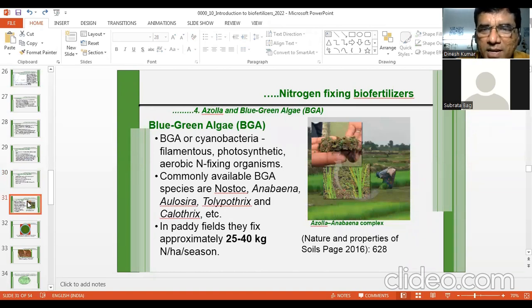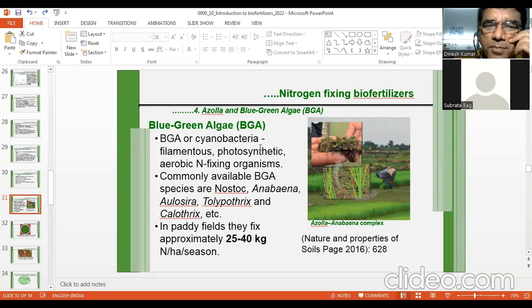Now let us get an idea about blue-green algae. On your right side, you are seeing the picture. These are Azolla. You cannot see cyanobacteria through your naked eyes. These cyanobacteria are living in the cavity of the leaves of the plants. These algae or cyanobacteria, you cannot see them through naked eyes. You can see them only by microscope. But what you are seeing is Azolla.